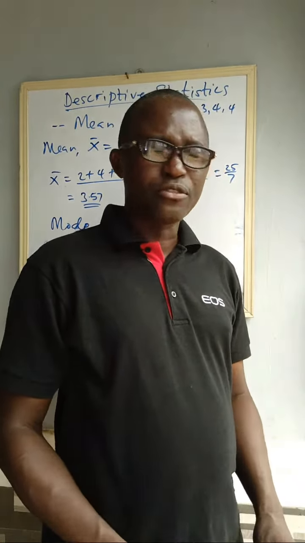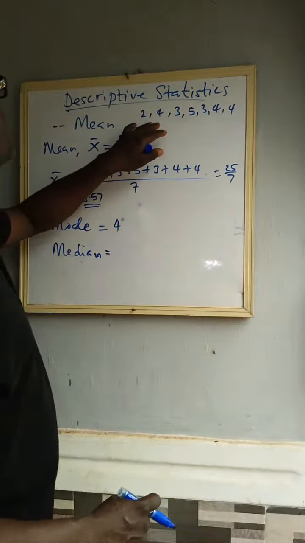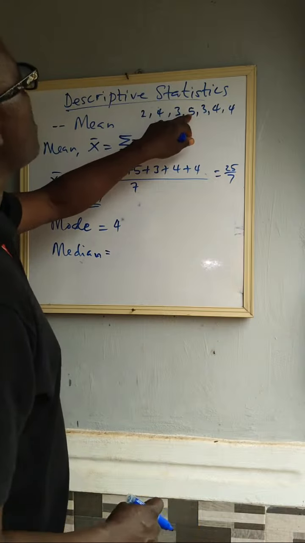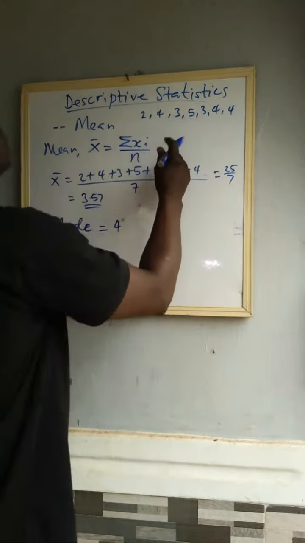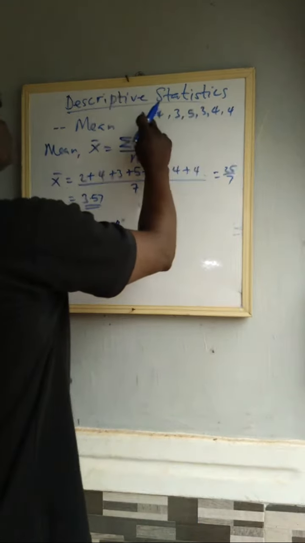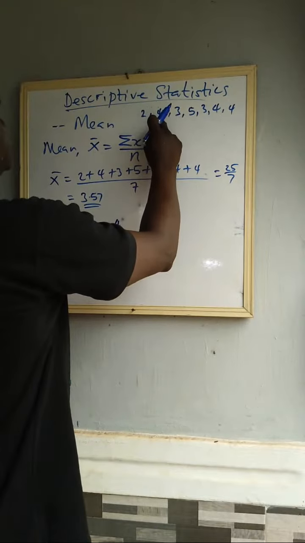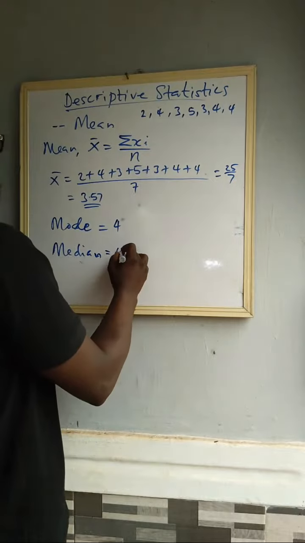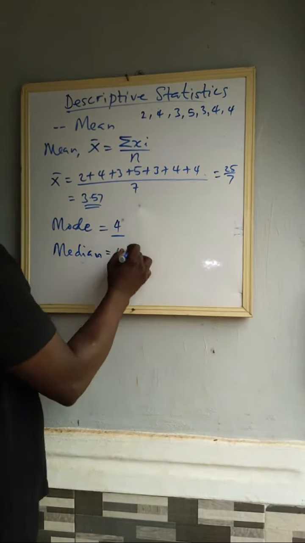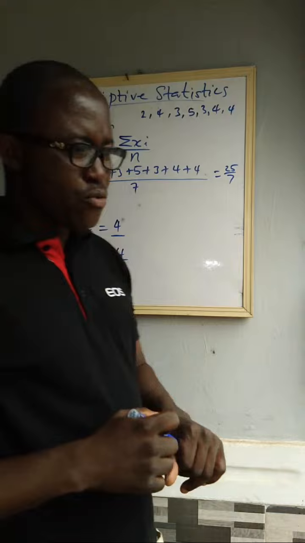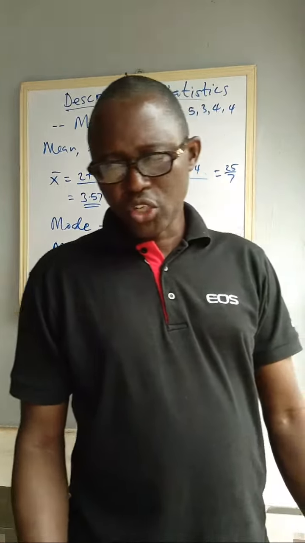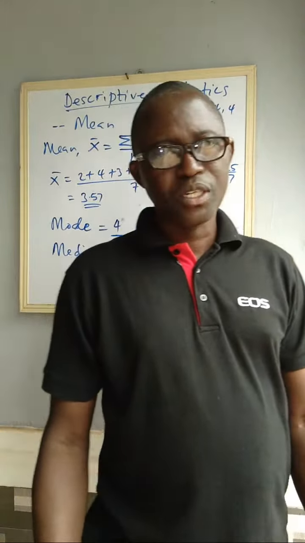So that is what we have. If you arrange this, you realize that 4 will be in the middle. If you rearrange them, there will be 4 here, 4 here, there will be 2 here, 3 here, 3 here, then 4, 4, 4, 5. So the one that will come in the middle will be 4. So this is just a simple example of the measures of descriptive statistics that we have: mean, median, and mode.